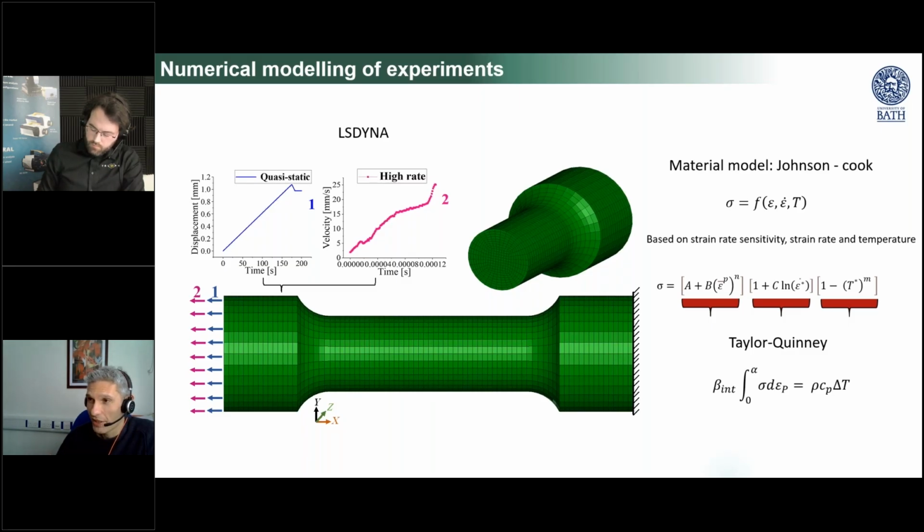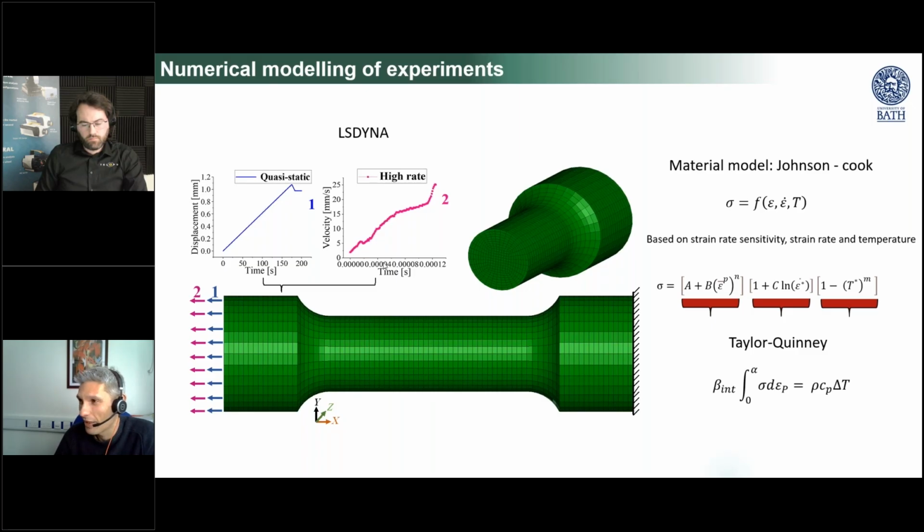To do so, we used LS-DYNA software, and we first prescribed displacement boundary conditions on one end of the sample that were exactly representative of what was applied in the quasi-static and high strain rate conditions. What you see in purple is actually the velocity, the difference of velocity between the two ends of the input and output bars. And then we used the most usual constitutive law for metal, which works for titanium 64.